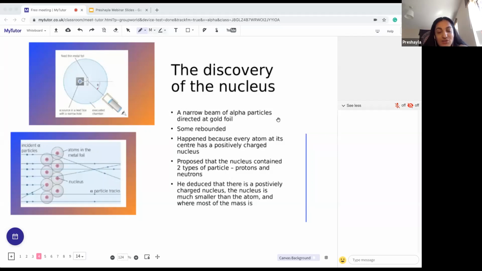So the nucleus is this pink dot here, and it's where most of the mass in the atom is, where all the protons and the neutrons are. But it is much smaller than the atom. It's only a small part of the atom.